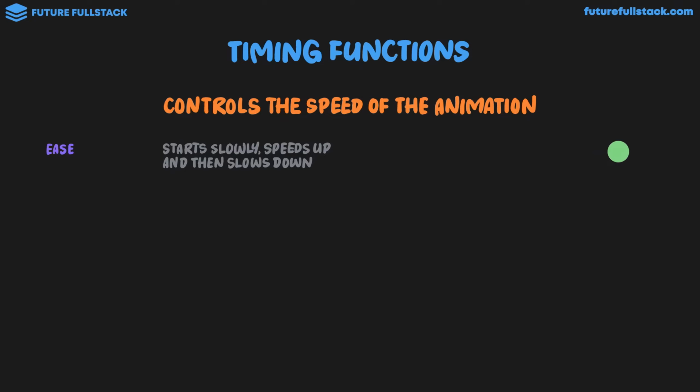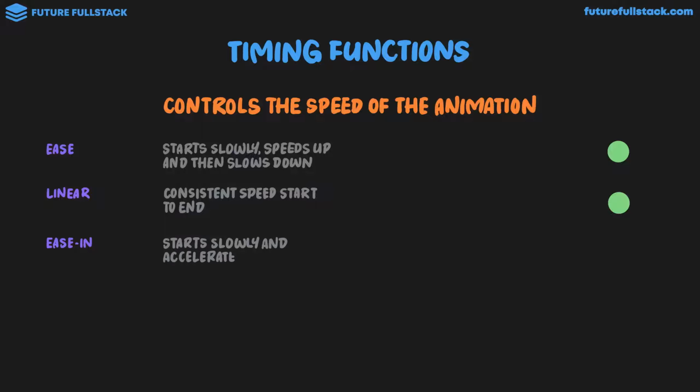The next timing function is linear, and this is a consistent speed from start to end. Looking at this visualization, the green ball is just remaining at a constant speed. The next timing function is ease in. This starts slowly and accelerates to the end. In our visualization, you'll see our green ball starts off slowly, but then accelerates towards the end.